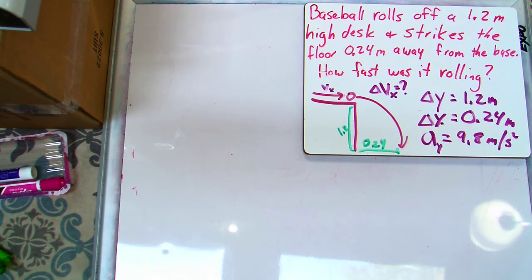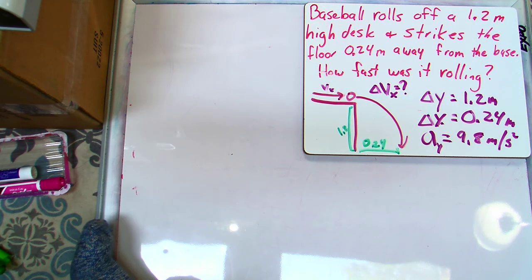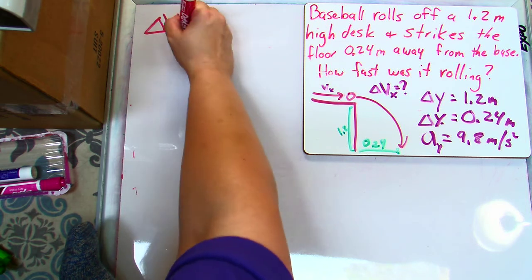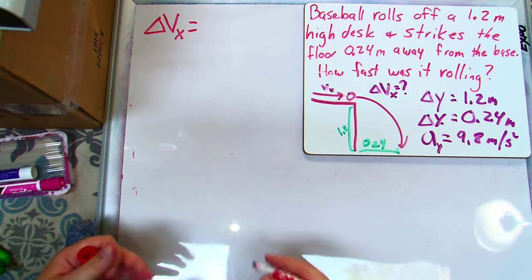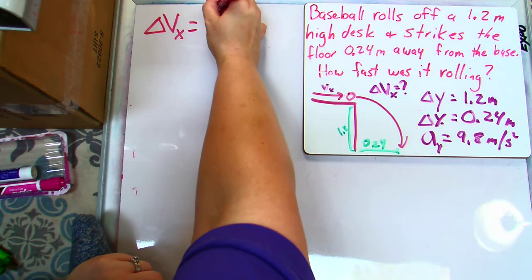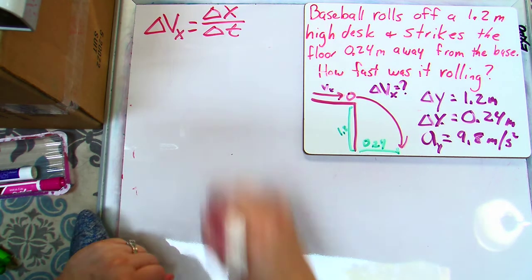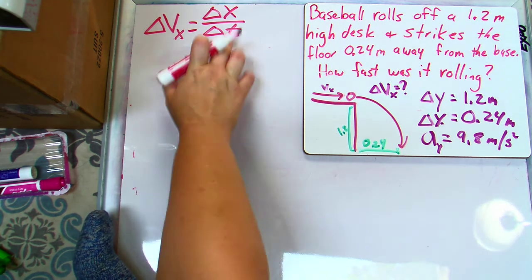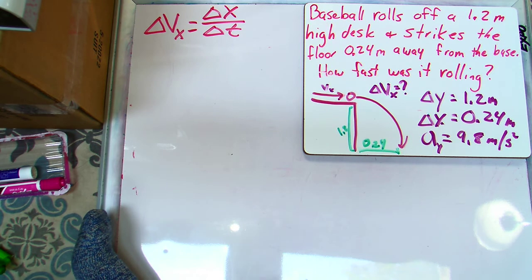So how do we find the velocity based on what we know? All right, well, if I want to find the horizontal velocity, I know a good equation for that: delta x divided by delta t. I know delta x, but I don't know how long it took it to fall. So I need to figure that out.